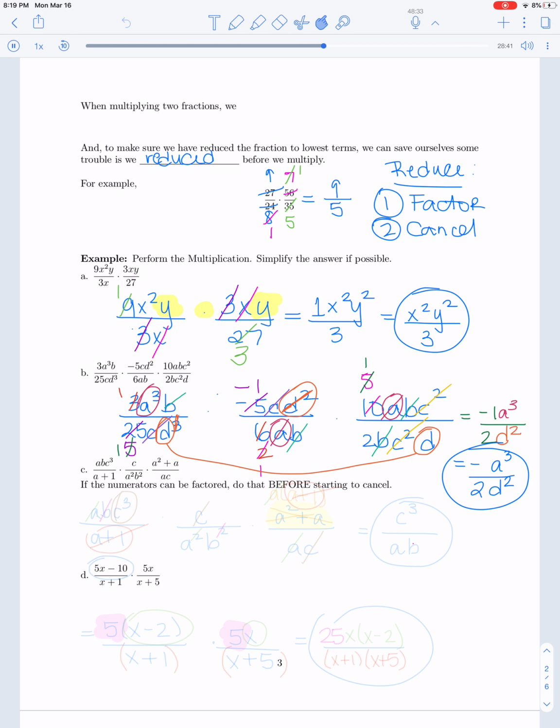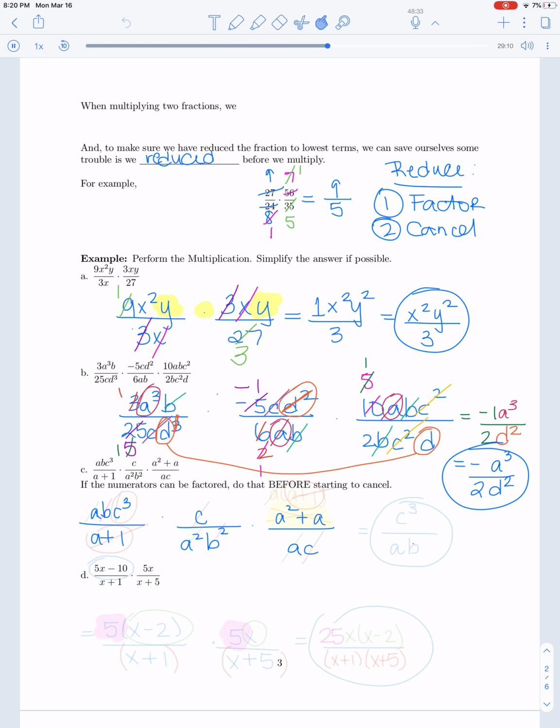On C, notice I start to see pluses and minuses, which means I need to start worrying about whether or not I need to factor before I cancel. So in the first fraction, there's really nothing I can factor. I've got an a, b, c cubed, an a plus 1, times a c over a squared, b squared, times a squared plus a over a c.